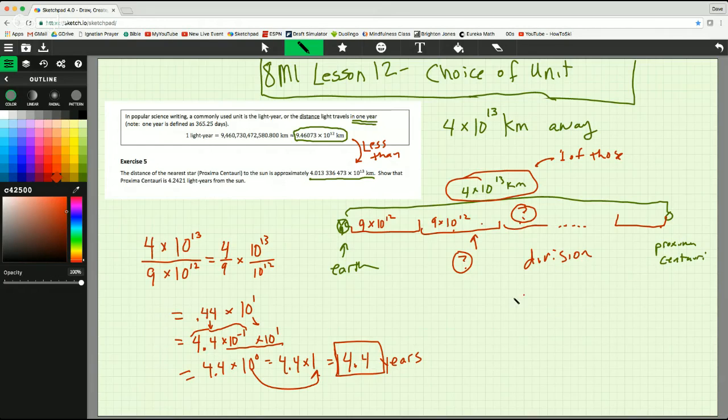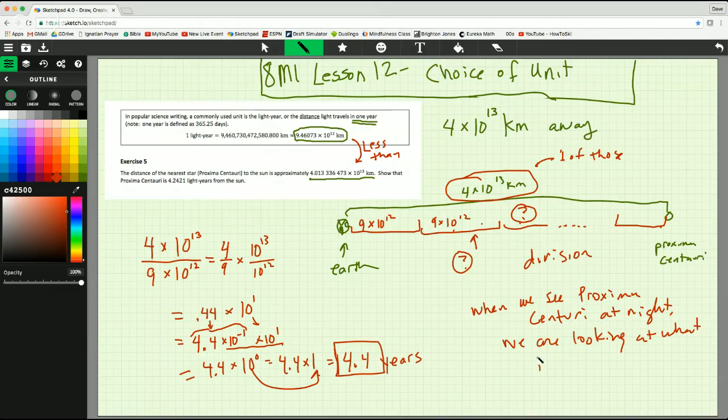So another way to think about it is when we see Proxima, and this kind of blows my mind every time I think about it. When we see Proxima Centauri at night, we are looking at what it looked like 4.4 years ago, because the light from Proxima Centauri left there 4.4 years ago, and we just see it tonight.